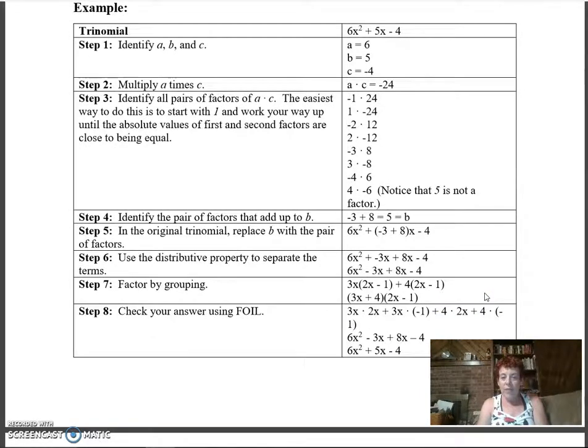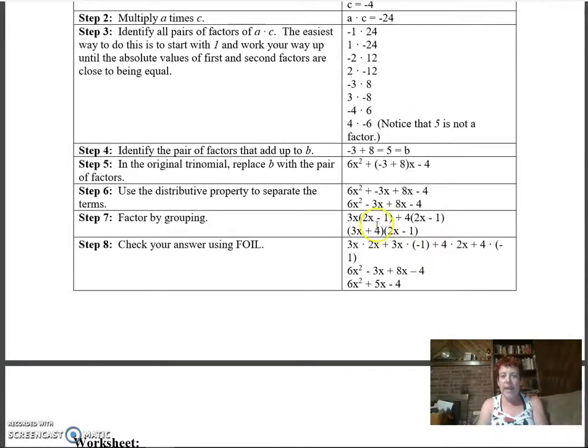And let me move this up a little bit more so we can see that. And this is where we use grouping. So when we are factoring by grouping, we are looking at this pair of terms plus this pair of terms. So what we're doing is just factoring out the greatest common factor here, and factoring out the greatest common factor here for these two. So for these two, 6x squared minus 3x, the greatest common factor is 3x.